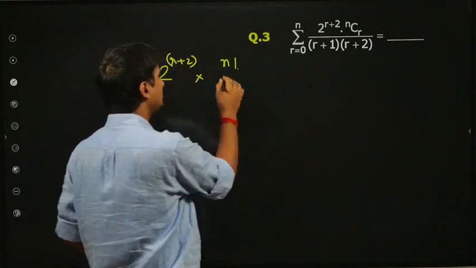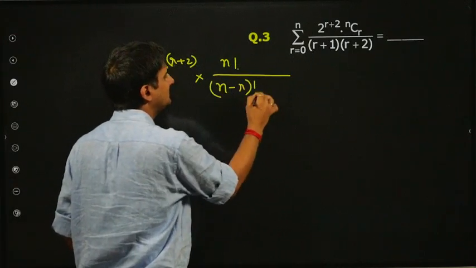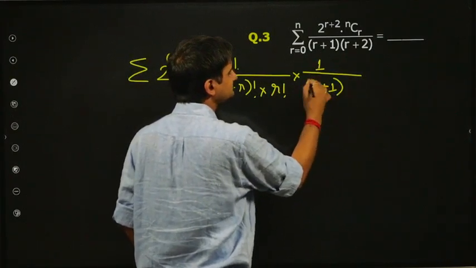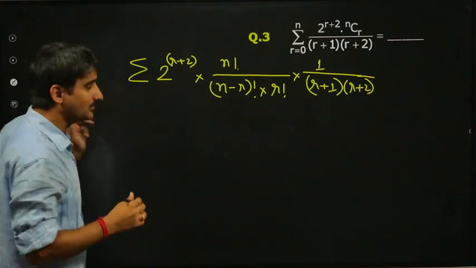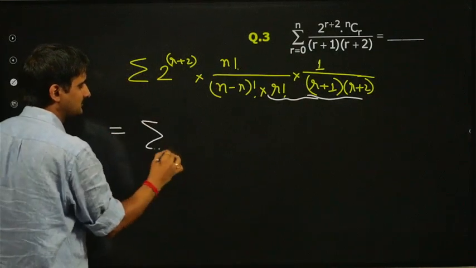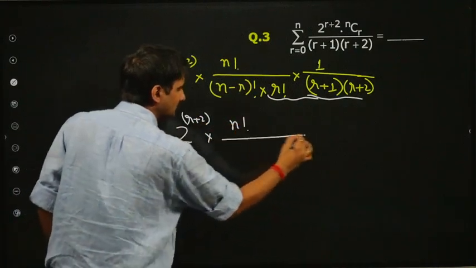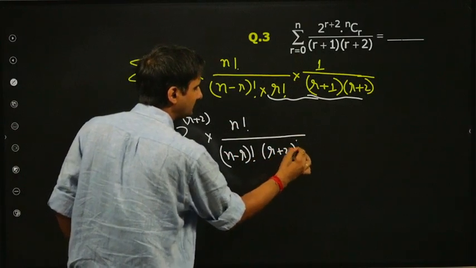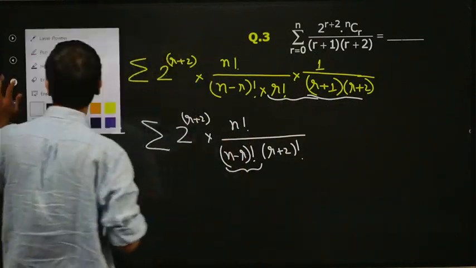And for that, what we do is we just open nCr, we get it as n factorial over n minus r factorial into r factorial, and we already have 1 upon r plus 1 into r plus 2 here. Now if you observe, we can merge it with r factorial. So what can I write? Summation of 2 raised to the power r plus 2 into n factorial over n minus r factorial into r plus 2 factorial. Now in the entire method, this term holds the key.